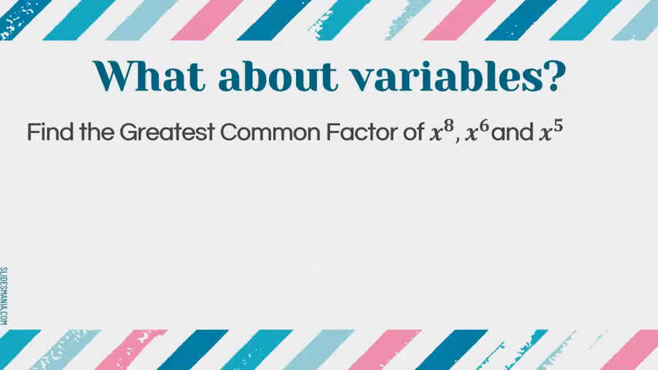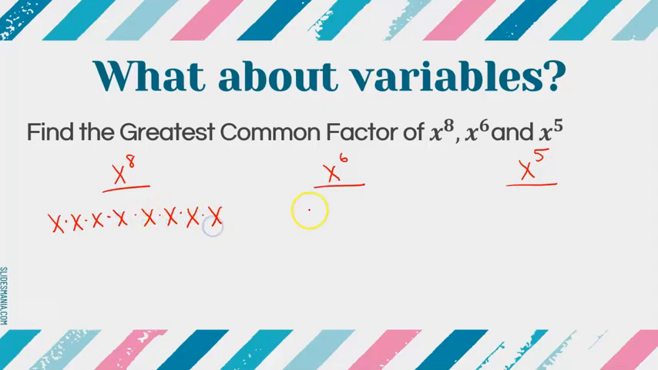Let's look at this with variables. We have x to the 8th, x to the 6th, and x to the 5th. Now, this is a little bit harder to come up with factor pairs, but we could just write it in expanded form, where we're listing out all of the x's that multiply to give us that power of x. So, for example, for x to the 5th, I know I have x times x times x times x times x. 5 x's multiplying with each other.